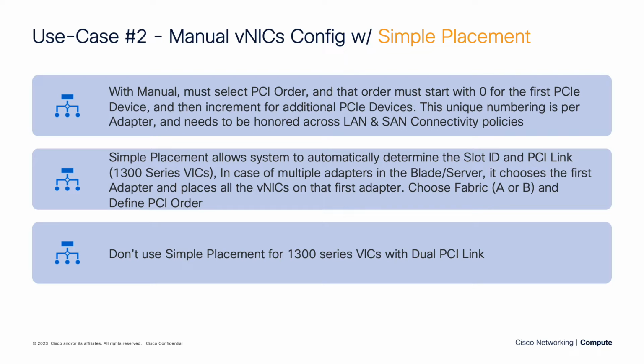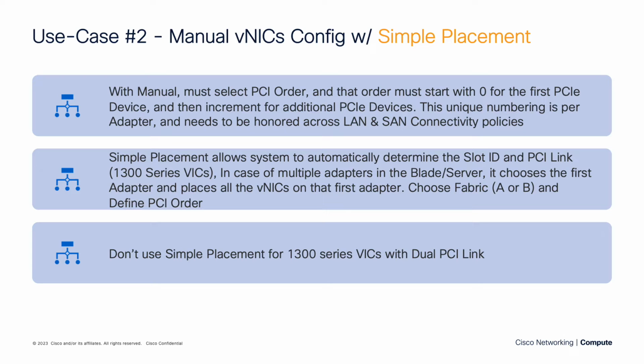And the numbering is per adapter. So if you have more than one adapter, then you have the PCI order on each of those adapters. It also needs to be honored across the LAN and SAN connectivity policies. So even though you're building those as different policies, it's one order on a given adapter.